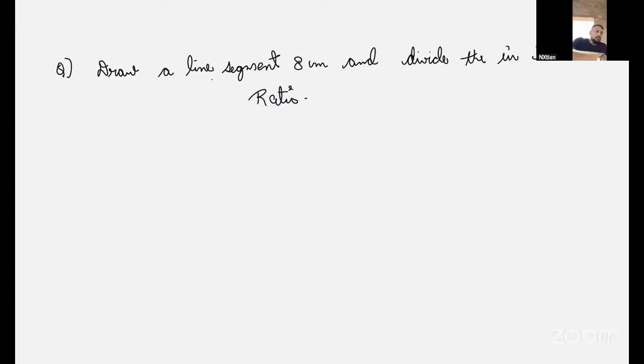Okay, so first is draw a line segment 8 centimeter. So we have a line segment 8 centimeter like this, which is A and B. It's 8 centimeter. And then divide it in the ratio 3 is to 5. So P is the point which divides it into 3 and 5 ratio. Got it? Say yes or no?